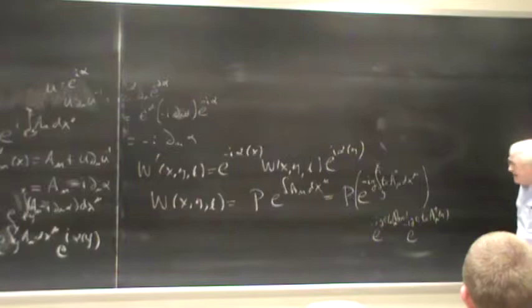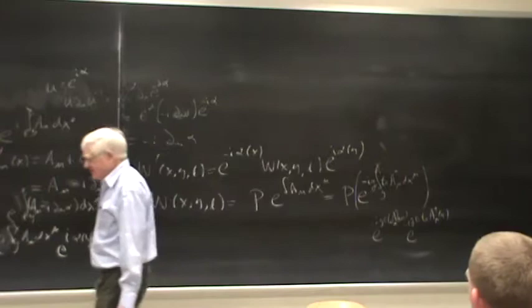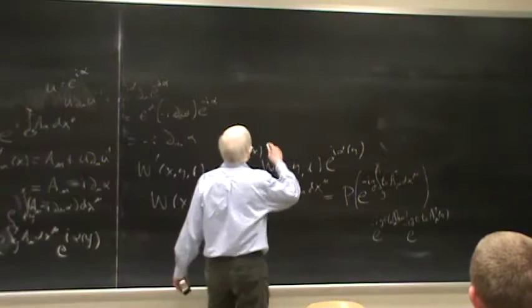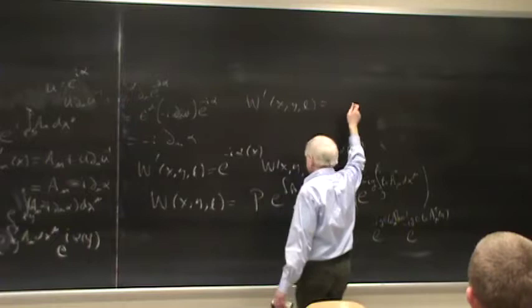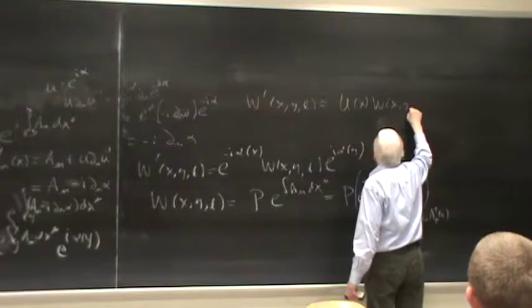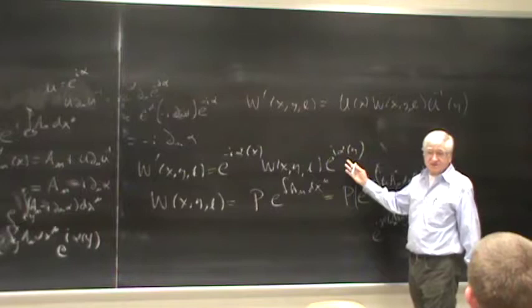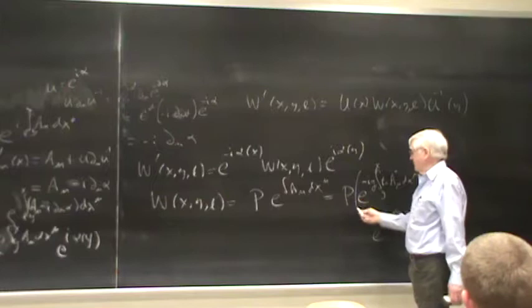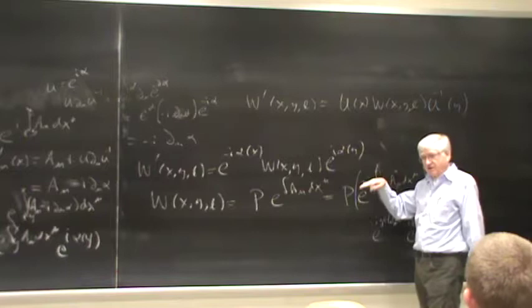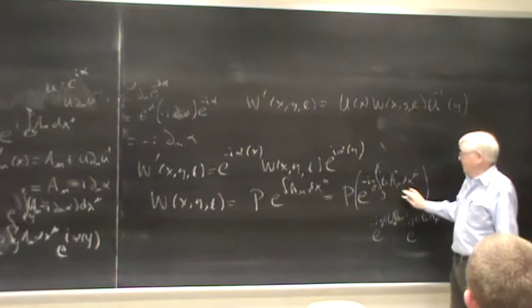Then, under a gauge transformation, you can show. The trouble is, I don't quite have a nice proof of this. But let me just tell you what the answer is. W prime of x, y, L is U of x, W of x, y, L, times U inverse of y. So under the gauge transformation, it's effectively just like in the abelian case. But it differs in that the line itself not only depends upon the contour, but on that contour, the bologna slices are path ordered.